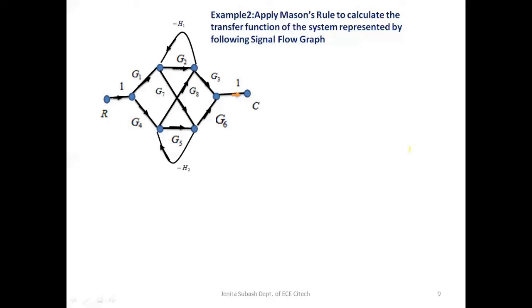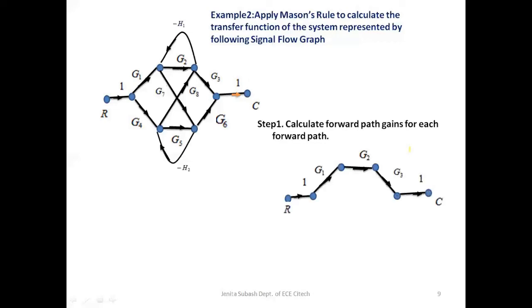With respect to this signal flow graph, we are able to identify a forward path which starts from input node R and reaches node C, and I have drawn the pattern here as shown. It starts from input node R and it has to end at the output node C. Then I can call it a forward path.